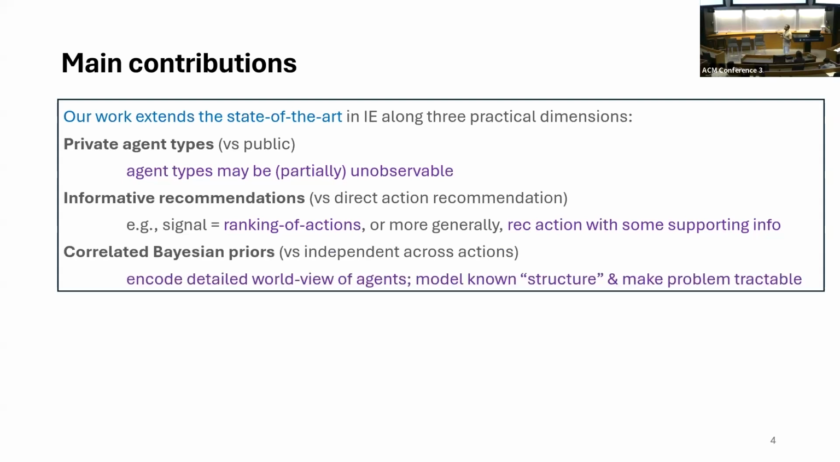We're also able to handle correlated Bayesian priors with our work. Now, why are correlated Bayesian priors important? Well, because they actually encode the detailed worldview of the agents. In reality, correlations have a natural way of modeling known problem structure, which could greatly reduce the problem complexity and help make it tractable. So correlations are a natural property that one should be able to study.